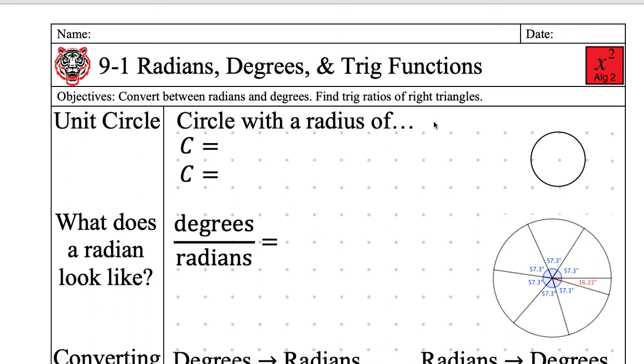All right, so today's lesson, we're doing 9-1, radians, degrees, and trig functions. Today's date is Friday, January 31st, 2020. Our objective, we actually have two of them today. What are they, Lorraine? Convert between radians and degrees, find the trig ratios of right triangles.